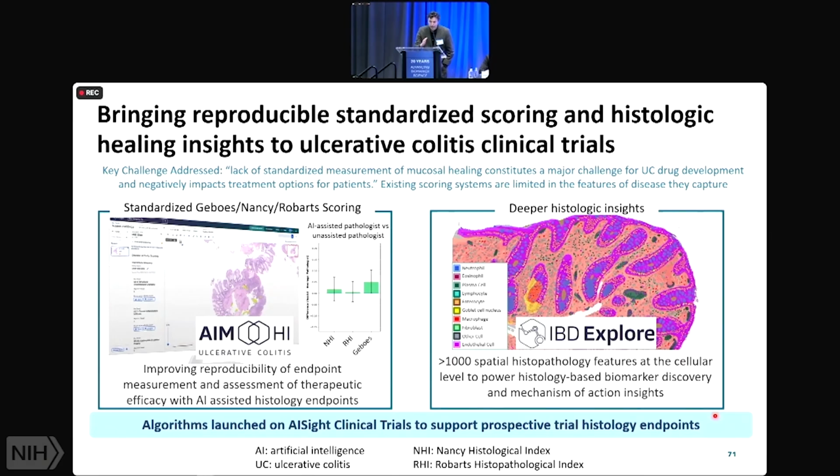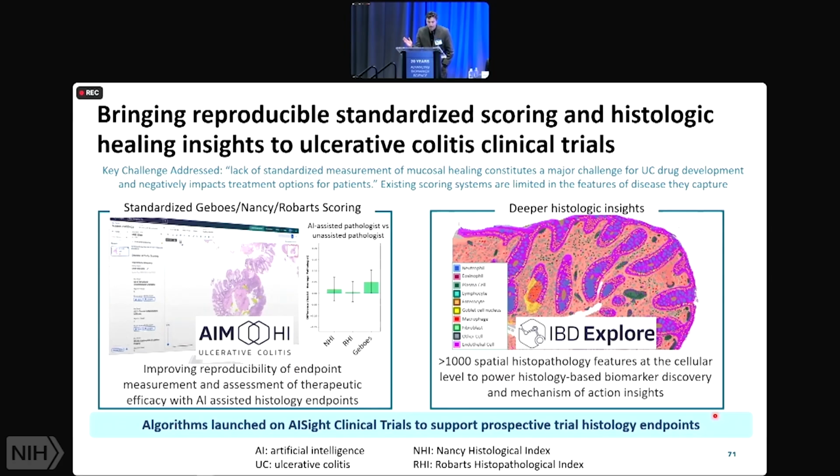And really just to show this full spectrum of both using the exact same image for exploratory translational research and biomarkers on the right, but also building more regulated and focused algorithms to support the scoring of tasks pathologists are already trying to do today on the left, which is our AIM, AI-based measurement of histologic improvement, for ulcerative colitis. So that's our AI tool to support the reproducibility of endpoint measurement and assessment of therapeutic efficacy with AI assistance. So this is a very specific readout of a very specific set of scoring criteria.